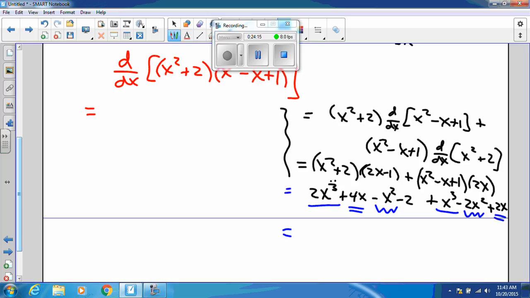Mr. Cable, the second x cubed would be 2x cubed. Yes, you're right.